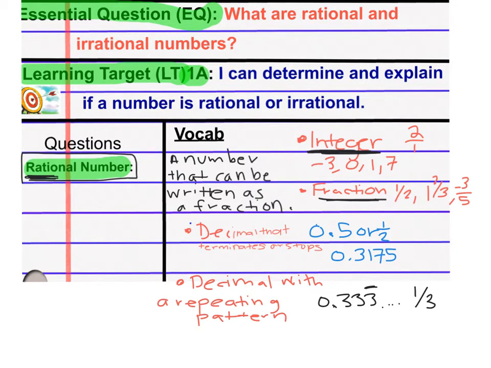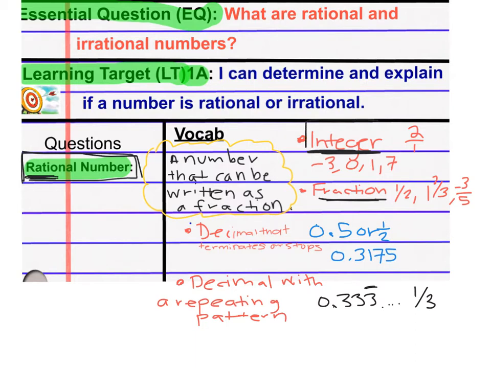Okay, so just to recap what we learned on this page, we learned the definition of a rational number. It is a number that can be written as a fraction. That does not mean it will always look like a fraction, but it can always be turned into a fraction. So how will you know? You can look for these 4 things.